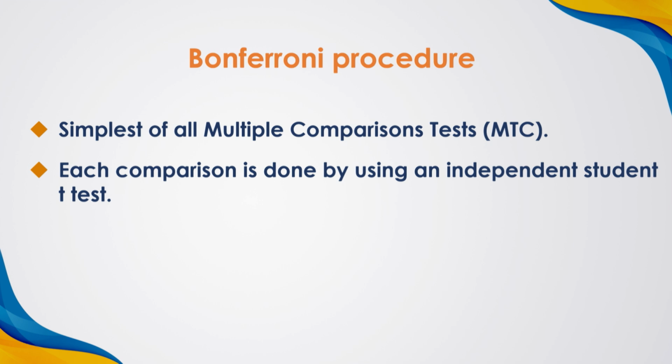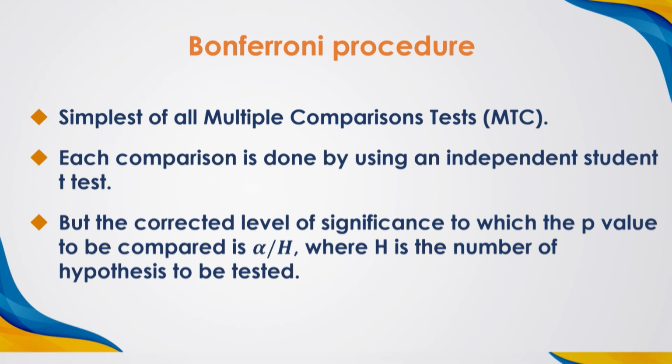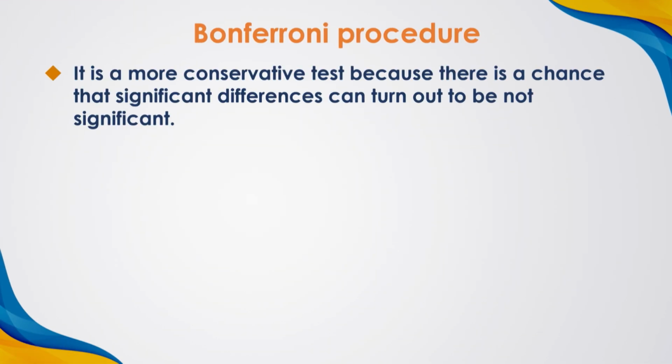Each comparison is done by using an independent student t-test, but the corrected level of significance to which the p-value is to be compared is changed to alpha by h, where h is the number of hypotheses to be tested. So, it is a more conservative test because there is a chance that significant differences can turn out to be not significant, because your alpha by h will be very small. Which means it can contribute to being non-significant even when the result is a significant result.